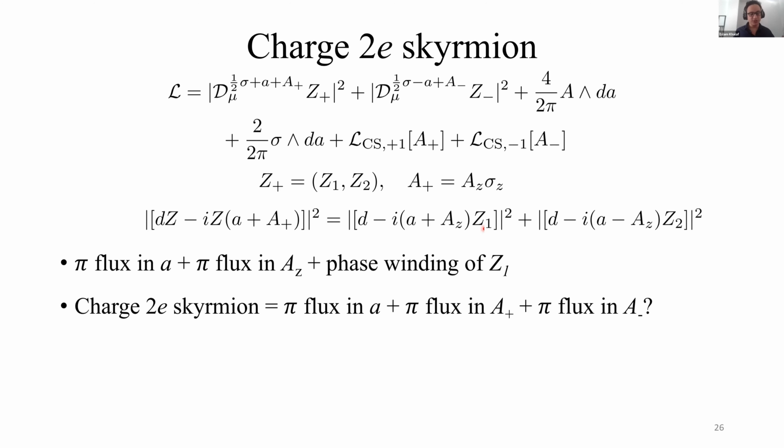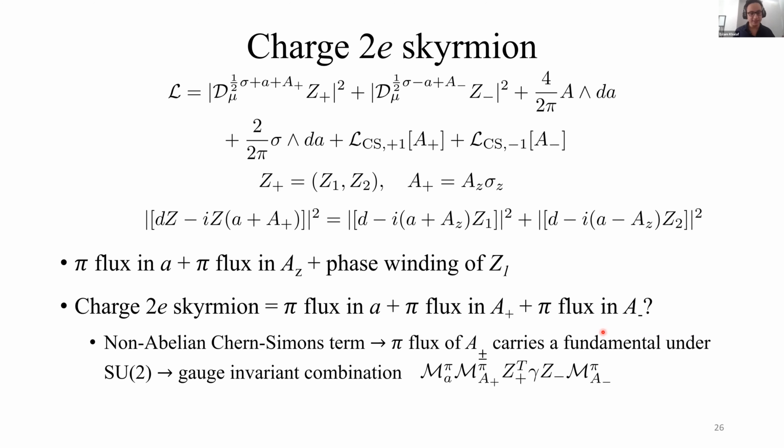However, there's a problem. This object is not really gauge invariant. The reason is that these non-abelian Chern-Simons terms give a gauge charge to the pi flux in A plus and A minus. Actually, what it does is that it forces the pi flux of A to carry a fundamental representation under the SU2 gauge field. This means that we have to attach some operators to these monopole operators to finally realize the gauge invariant operator. And since this Z plus and Z minus also transform as a fundamental representation of the gauge group, we can just attach one Z plus and one Z minus.